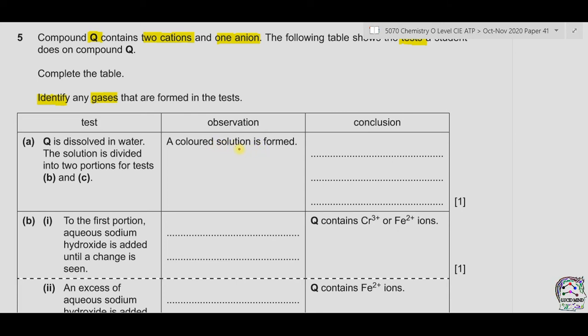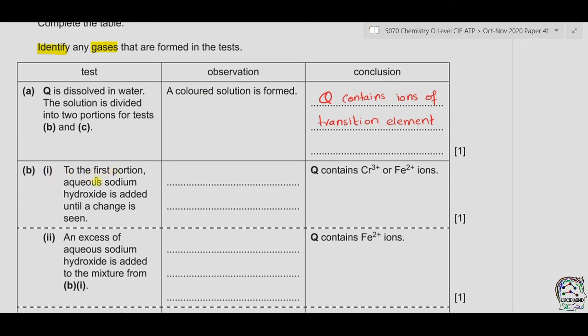Now we know that transition elements are those elements that form colored compounds. So we can conclude that Q contains ions of a transition element, as it makes a colored solution.